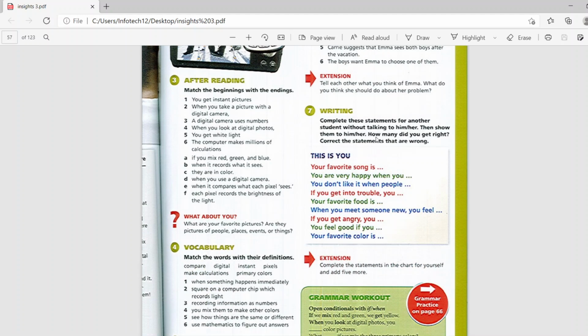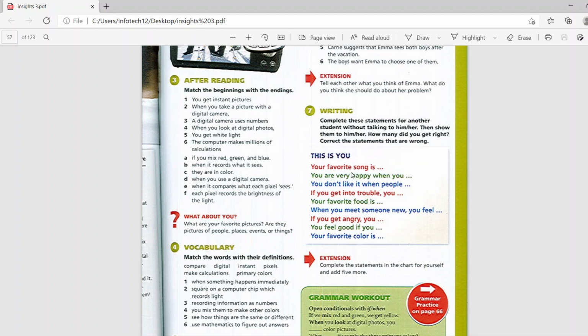It says complete these statements for another student without talking to him or her. Then show them to him or her how many did you get right. Correct the statements that are wrong. Okay. This is what you are going to do. You are going to think about one of your partners, okay? Let's say that maybe Henry is thinking about Valeria.